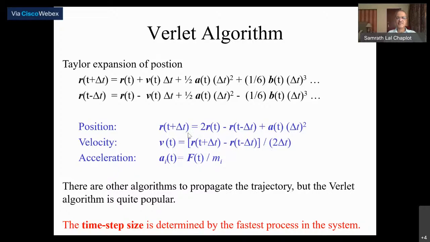The time step in this calculation is determined by the fastest process in the system. So I should use a time step which is small enough so that I can observe the fastest process. But what is the fastest process typically in an atomic system? It is the highest frequency phonon.